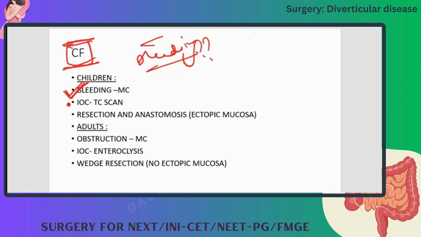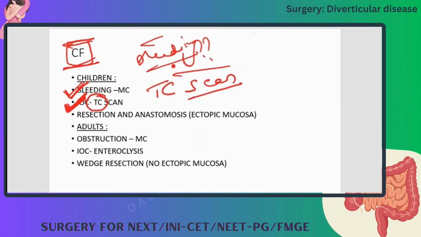So what is the investigation of choice? It is bleeding. Small bowel bleeding. We had a lot of difficulty to identify where it is bleeding from. So we will do a technetium scan. It is not CT scan. It is technetium scan only, that is tagged RBC scan. We give a technetium RBC and we can identify that point is bleeding.